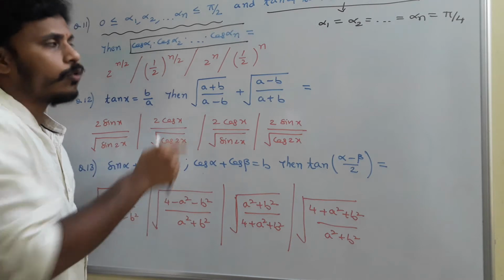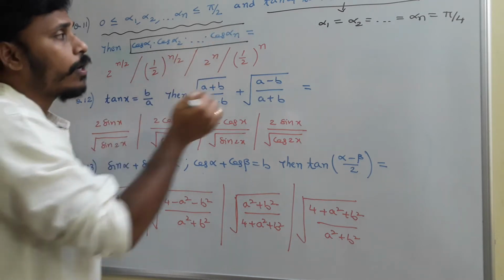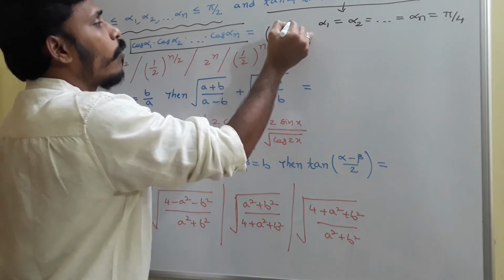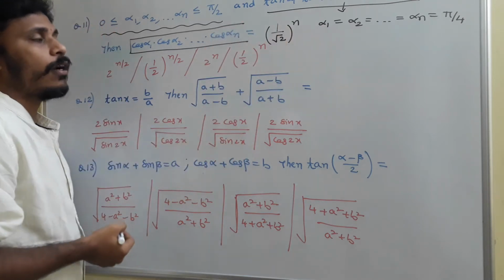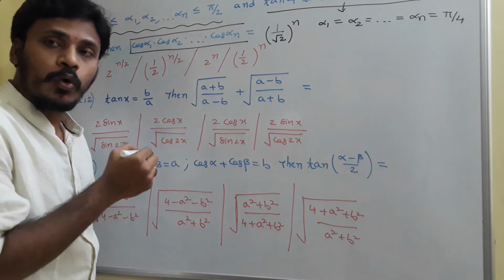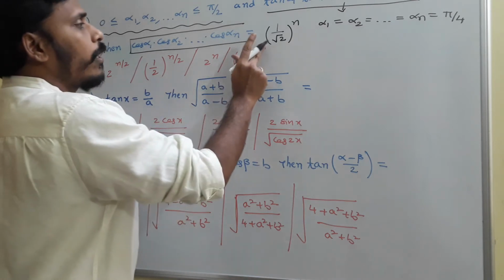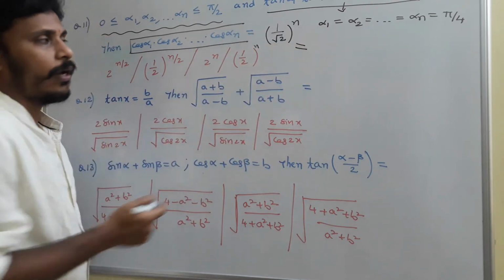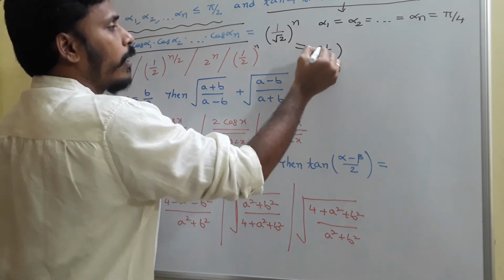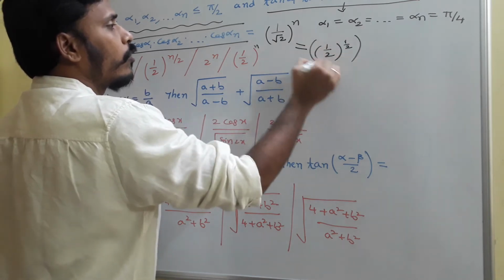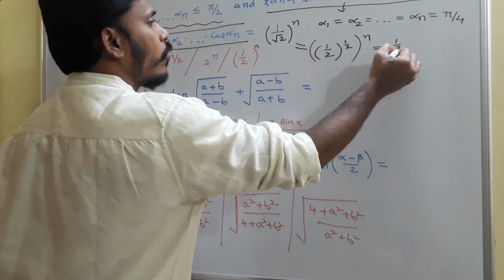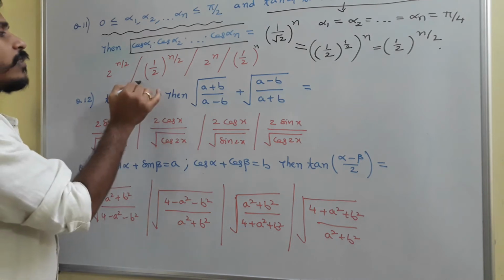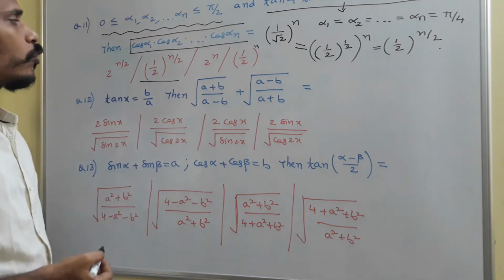Second one is 1 by root 2. Last one is 1 by root 2. How many 1 by root 2s are there? Since there are n terms, we need to include n 1 by root 2s. So if you multiply all those things, you will get 1 by root 2 to the power n. This can be simplified as: root 2 is 2 power 1 by 2, right? So I can write it like this: 1 by 2 to the power 1 by 2 to the power n, and that is equal to 1 by 2 to the power n by 2. Then at the end, the answer for the first problem is 1 by 2 to the power n by 2.